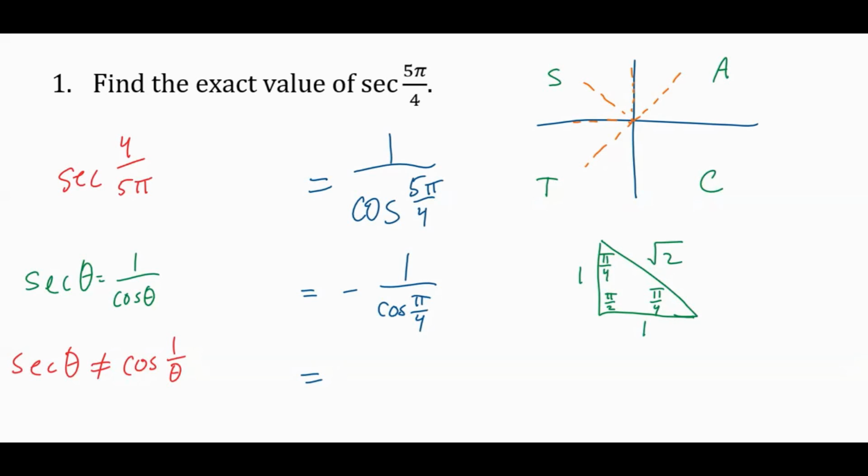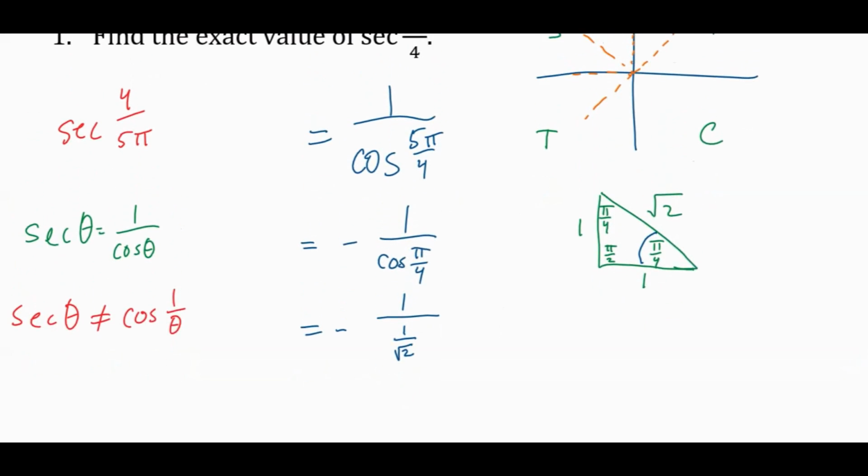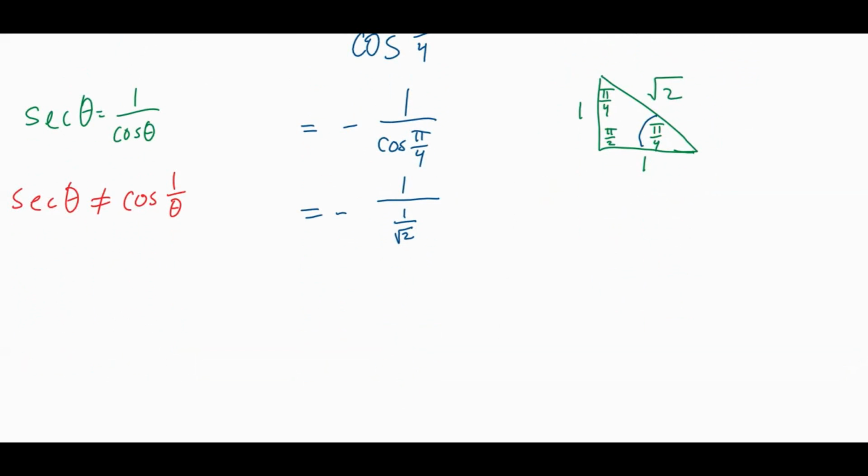Okay, and it's cosine. So if I pick this angle, it's adjacent over hypotenuse, and this is negative 1 over 1 over root 2. Then I would multiply by the reciprocal, and I could do all that fancy work. You would never show this step, but this is what's happening. It works out to negative root 2.